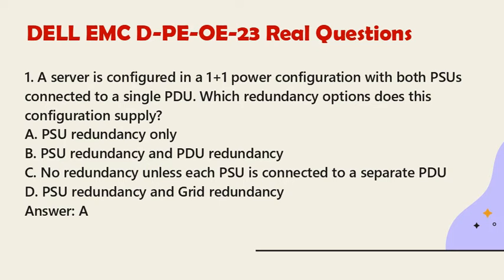1. A server is configured in a 1+1 power configuration with both PSUs connected to a single PDU. Which redundancy options does this configuration supply? A. PSU redundancy only. B. PSU redundancy and PDU redundancy. C. No redundancy unless each PSU is connected to a separate PDU. D. PSU redundancy and grid redundancy. Answer: A.